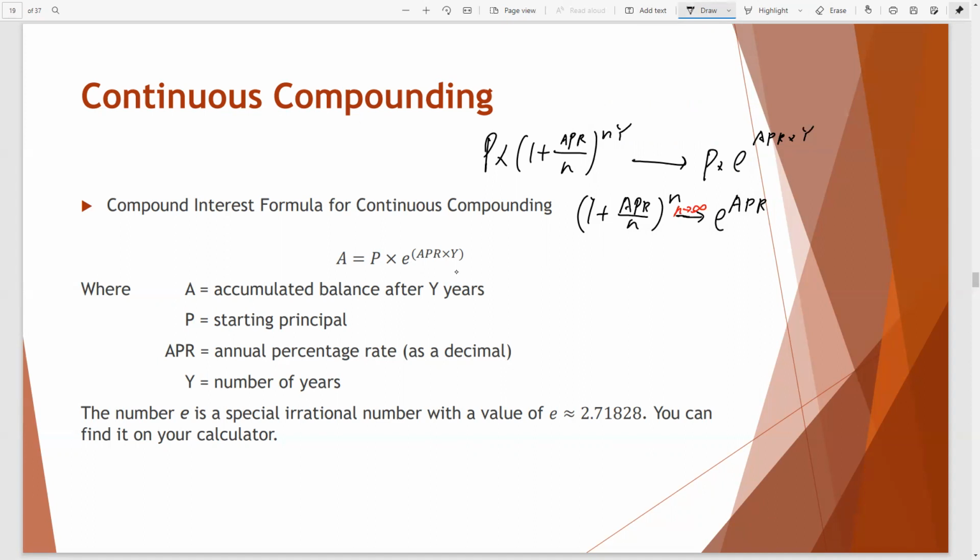You will see a lot of that in your science courses, like in physics, chemistry, or even biology, geography probably too. You have the e. The accumulated value is P e to the APR times y, where P is the starting principal, the percentage rate is as a decimal, and y is the number of years.